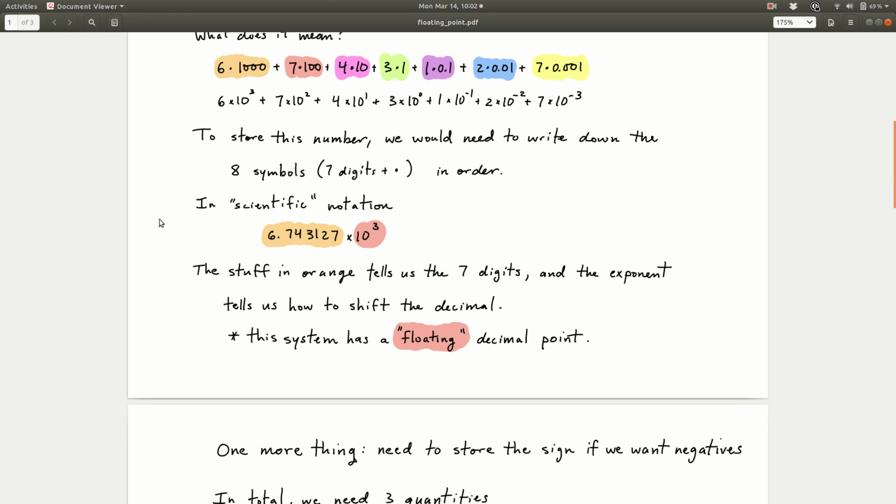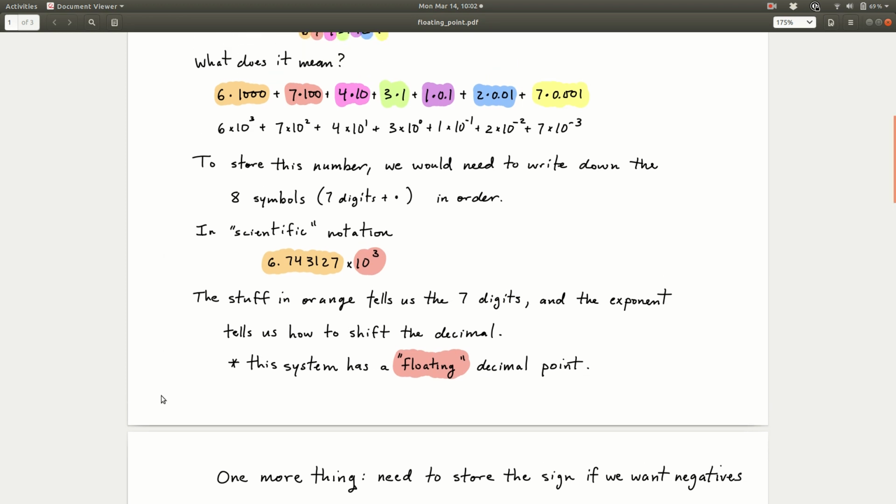And there's one more thing down here. If we want to allow ourselves to have negative numbers in our number system, we also need to store the sign. So whether or not this is a positive or negative number. When we communicate numbers to each other, if it's positive, we don't give any symbol. We just assume that it's positive. But if it's negative, we'll put a little horizontal bar next to it to indicate negative. But in a computer, you have to tell it whether it's positive or negative. So we need to store 3 things.